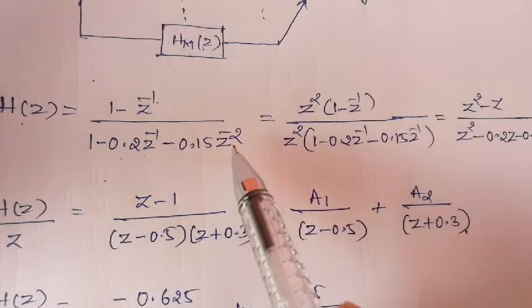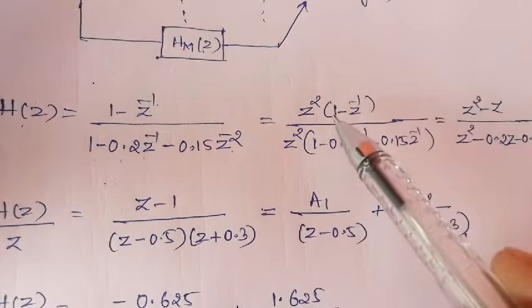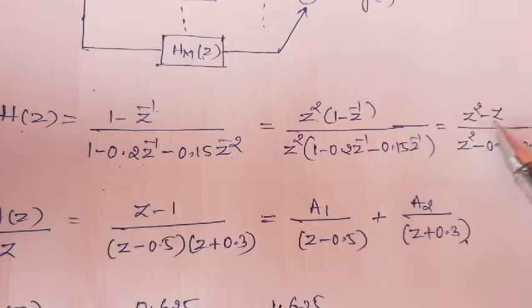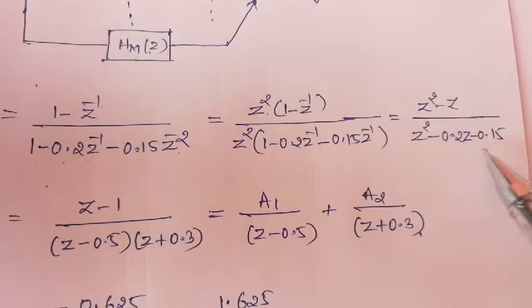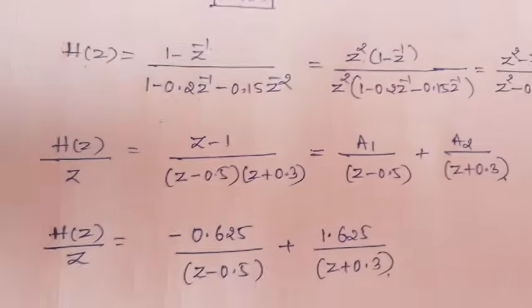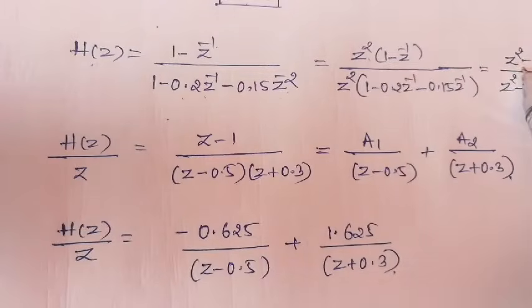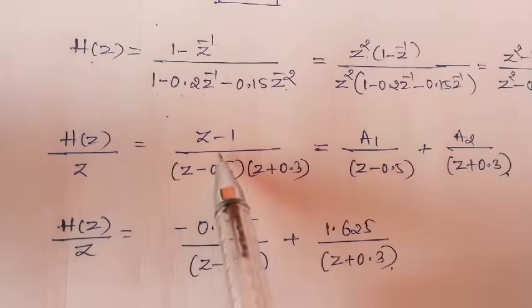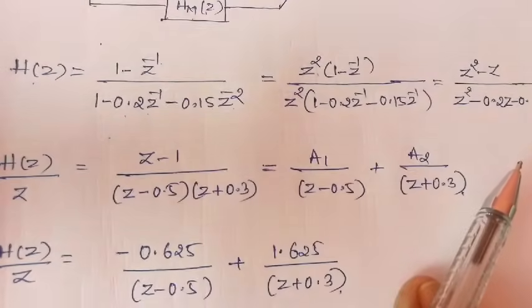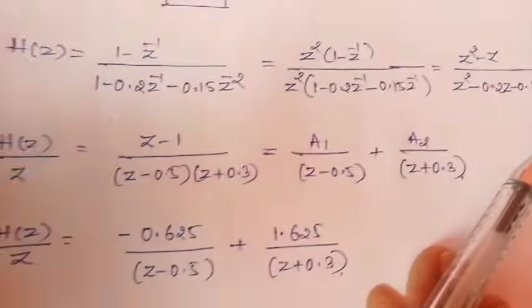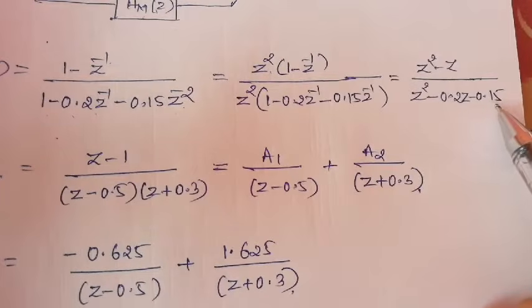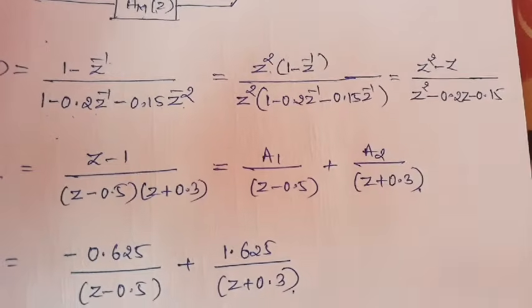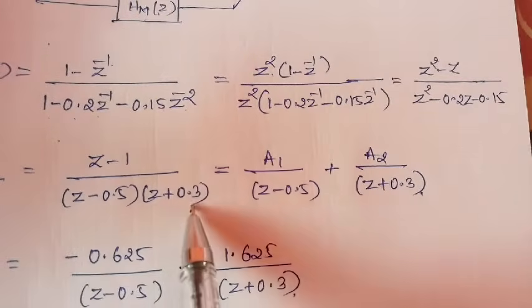Observing the numerator and denominator polynomials, the highest order of z is minus 2. Because of that reason, I am multiplying the numerator and denominator by z square. So we get z square minus z divided by z square minus 0.2 z minus 0.15. Let us express in terms of H of z by z. Taking one z common and keeping it on the left side, H of z by z equals z minus 1 over the denominator. Let us take two numbers such that their product is minus 0.15 and their sum is minus 0.2. So I have taken minus 0.5 and plus 0.3.